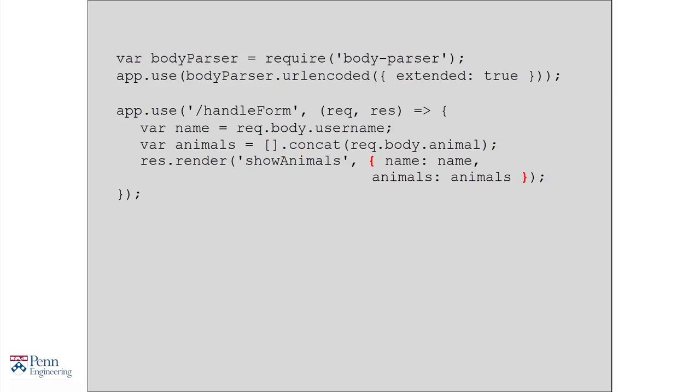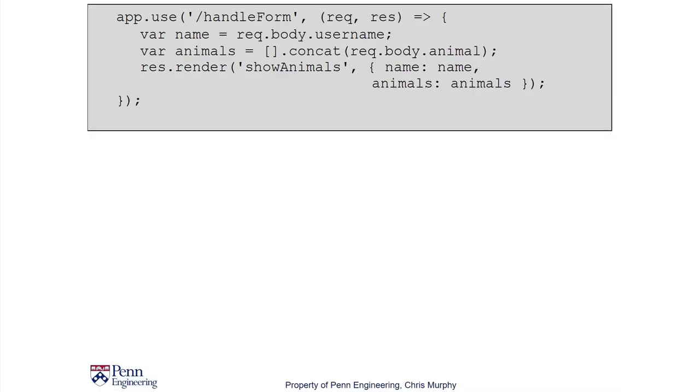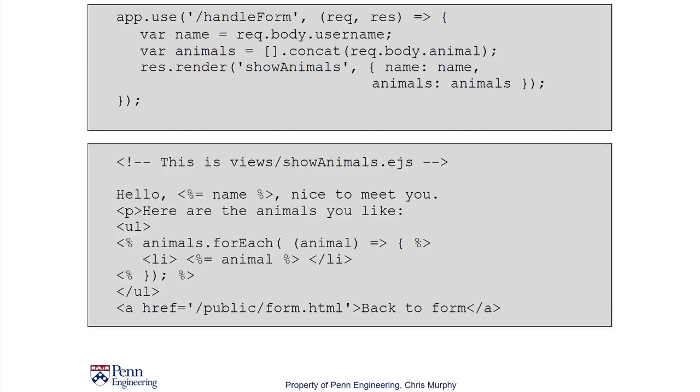Then we'll pass a JavaScript object as the argument to that EJS file. That object will have a property called name, which has the value set to this variable that we got from the body of the request. It'll also have a property called animals, which is going to be this variable here. So at the top of the screen now, I'm just showing the code that we were just looking at. And now here at the bottom is the showAnimals.ejs file. Again, this code would need to be in the views subdirectory, and it needs to match the name of the string that we passed to the render function.